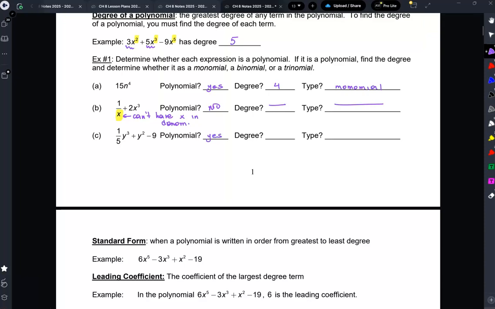Yes, because all of the exponents are integers, whole numbers. You don't have any variables in the denominator. You don't have any variables in a square root or whatever. So what's the degree of this? 3. And what type is it? Trinomial.